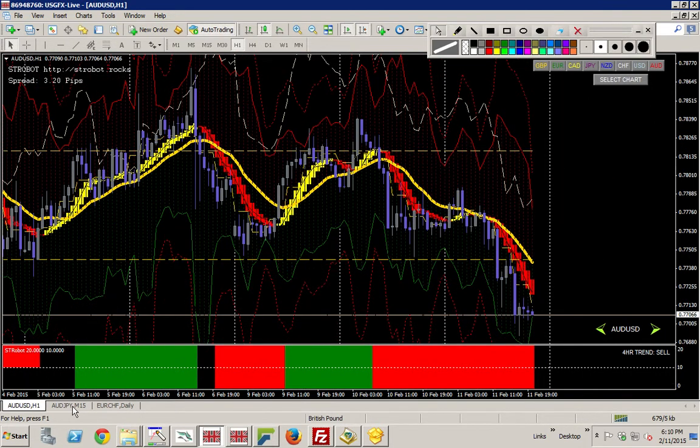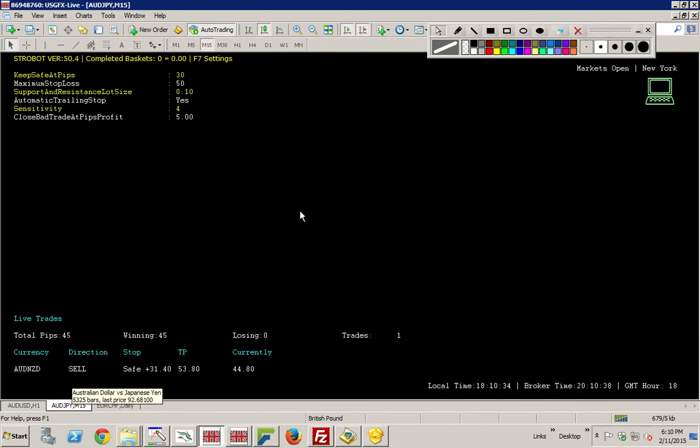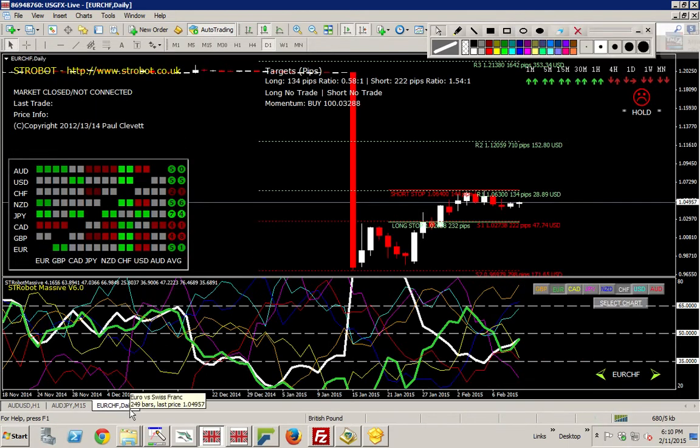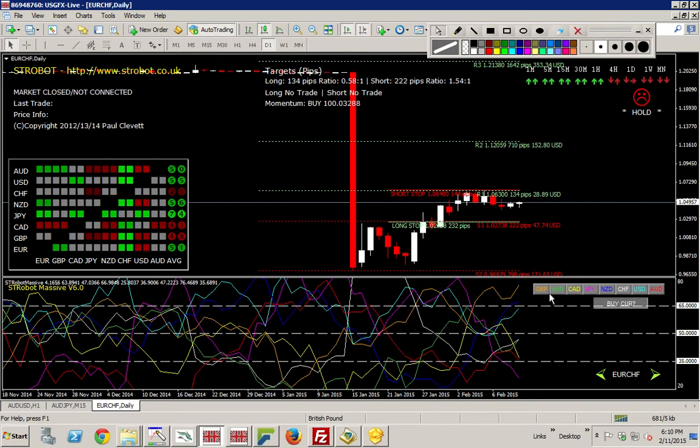Let's have a look at what's going on. Again, only got one trade open on this. It's the time of day, about 6 o'clock at night, so a lot of our trades have taken profit. It's this Aussie New Zealand sell again. Let's go and have a look at that. So we can do select chart. Great if you've got a tablet, because you don't have to have loads of charts open.